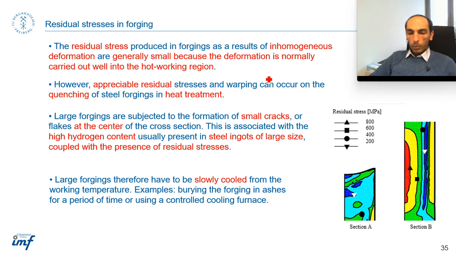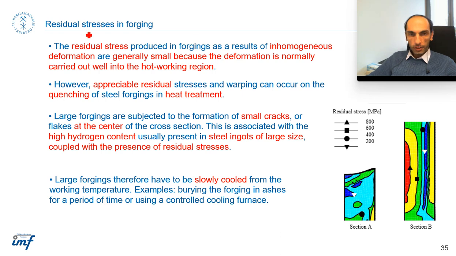Okay, so we have two kinds of residual stress. One kind is created during the deformation, but because forging is a hot process, usually we do not have it. But we have another type of residual stress which is generated in the heat treatment or in the quenching. It means after the forging process.